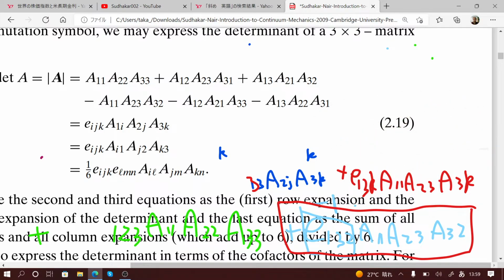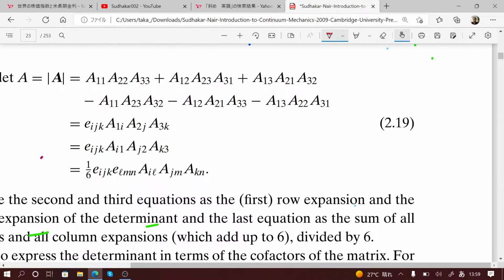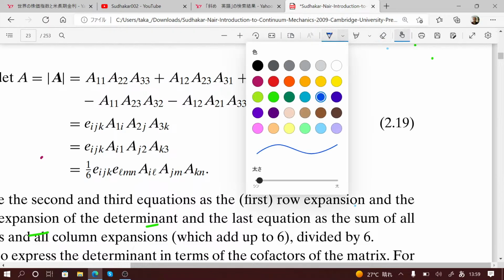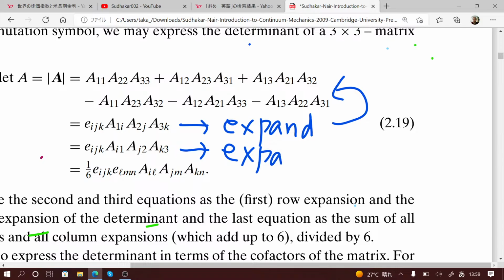You can confirm this expression by expanding. To confirm this expression, you have to expand. Then you confirm this. This one you can also expand. And you can confirm this.